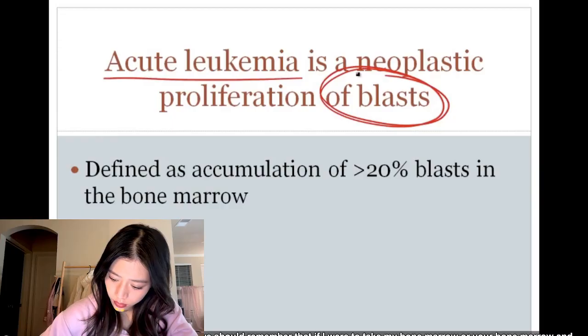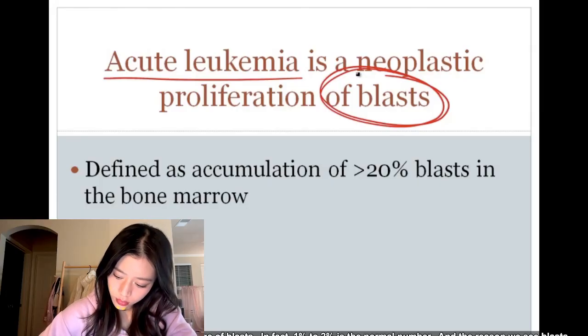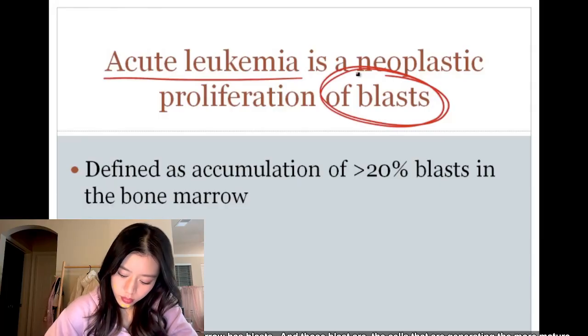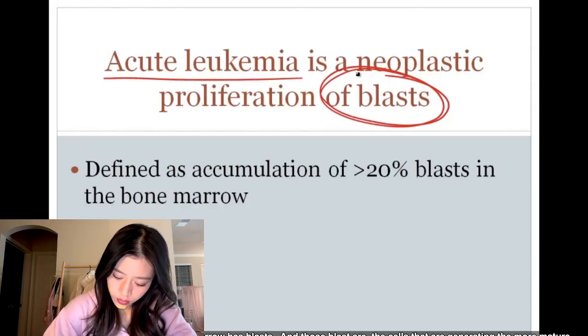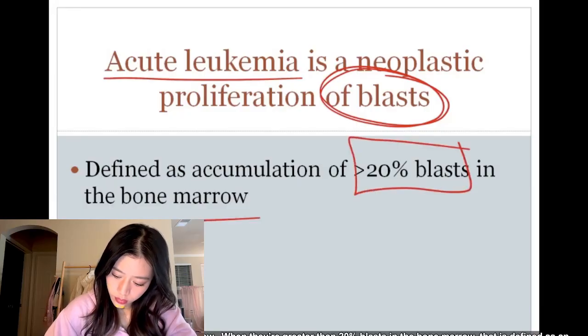Now, we should remember that if I were to take my bone marrow or your bone marrow and look for blasts, I would see a certain percentage of blasts. In fact, 1 to 2% is the normal number. And the reason we see blasts within our bone marrow is because those blasts are the cells that are generating the more mature cells that will eventually be pushed off into the blood. So we need a strict definition for what exactly an acute leukemia is, and that definition is greater than 20% blasts in the bone marrow. When there are greater than 20% blasts in the bone marrow, that is defined as an acute leukemia.